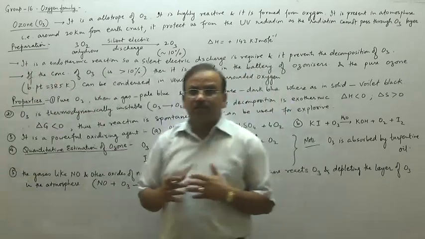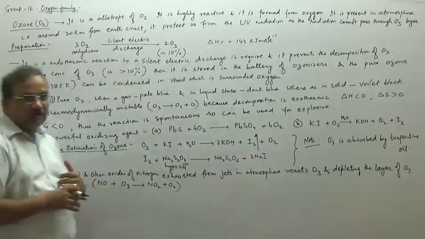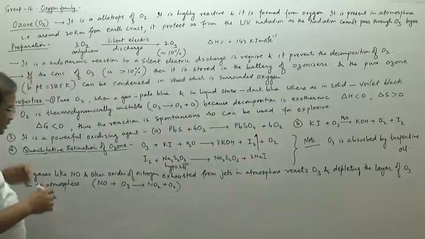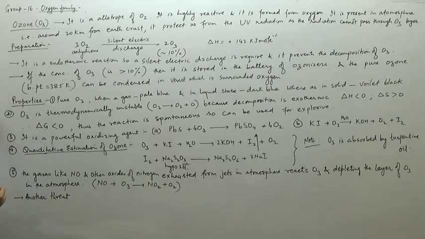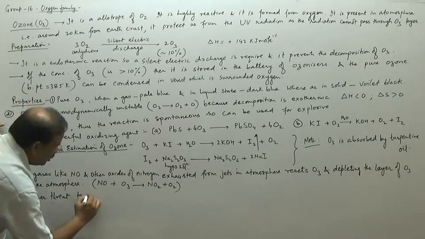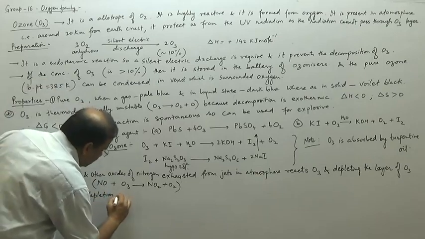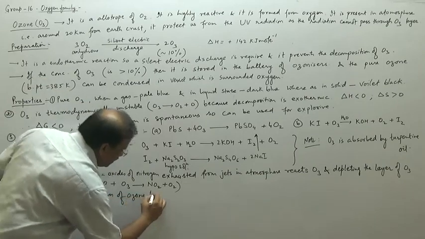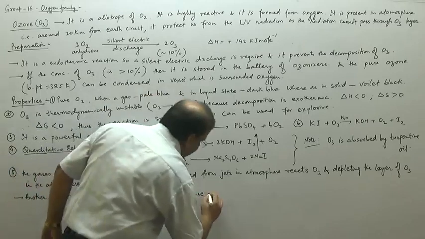Another threat to the ozone layer is the use of refrigerants, that is freons. The freons are also depleting the ozone layer. So we'll write that another threat for the depletion of the ozone layer is the use of freons.